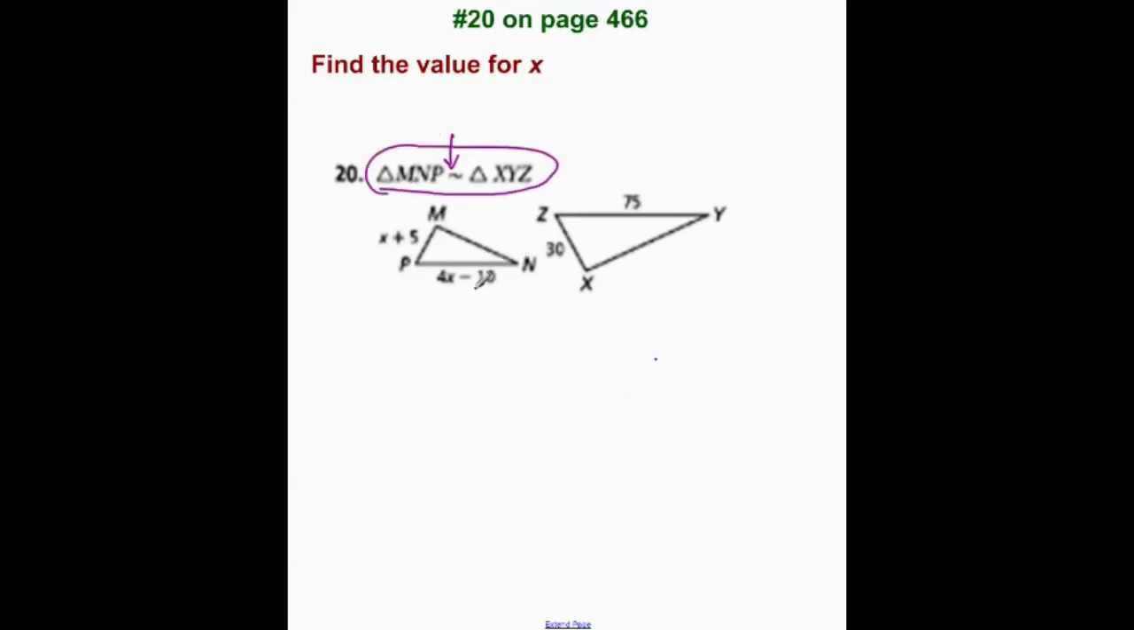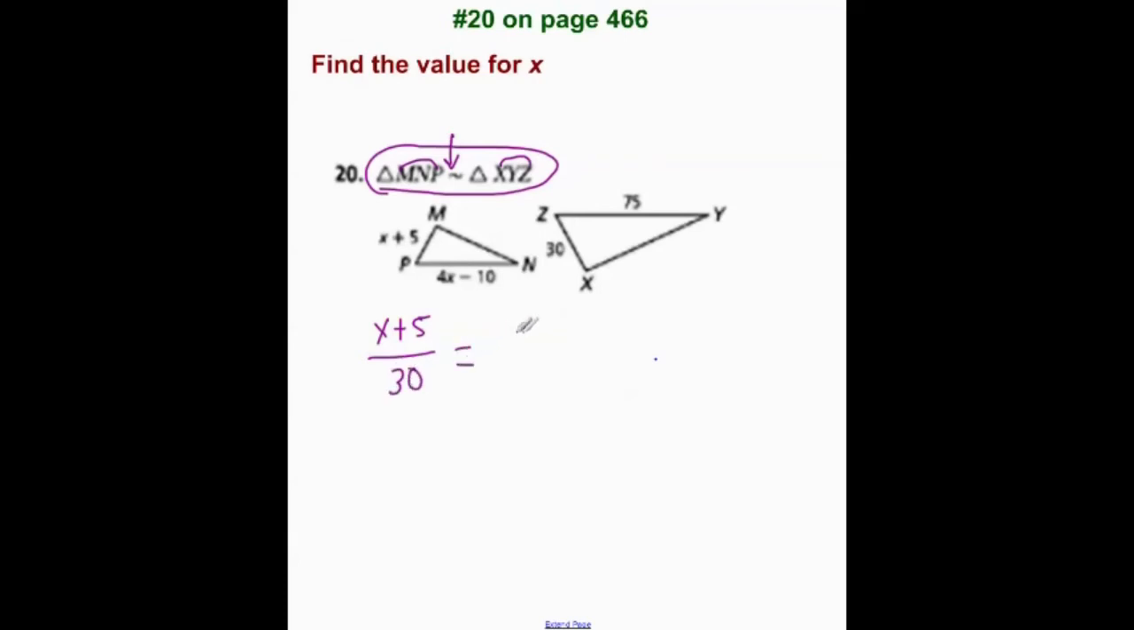Now, one of the rookie mistakes that people make is they want to put x plus 5 equal to 30. That is a no-no. These are not congruent triangles. They're similar. So do not set that equal to that. Big no-no. We're going to set up a proportion. Now, I'm going to look at MP, and MP is right here. That is similar to XZ. So I'm going to put x plus 5. I'm going to try and write neatly. Again, my writing pad is not the best lately. It got squished. And I'm going to put that over 30.